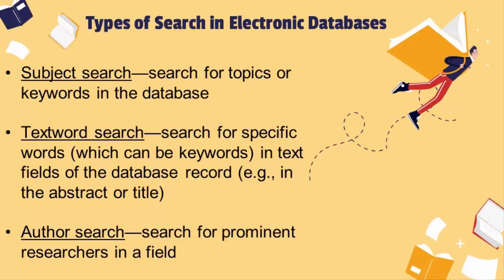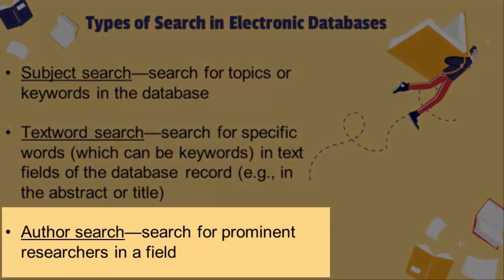A keyword search can be the first step on the way to finding subject headings appropriate for your topic and using them to get more relevant results. An author search simply looks for published works by that particular author's name.